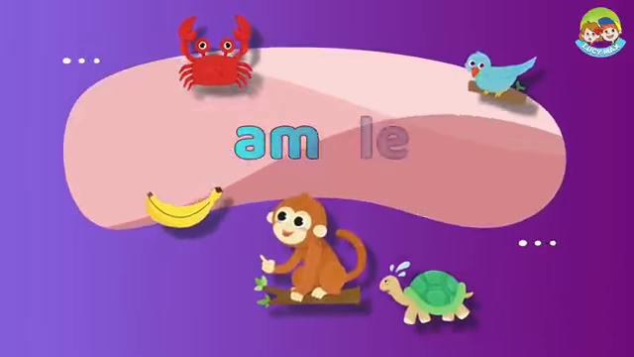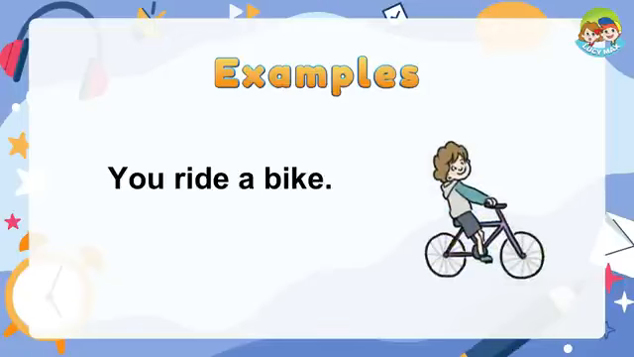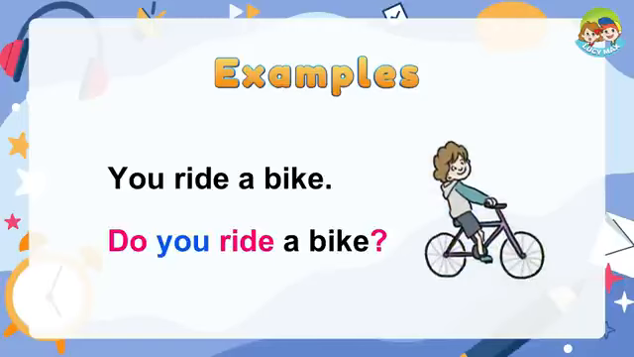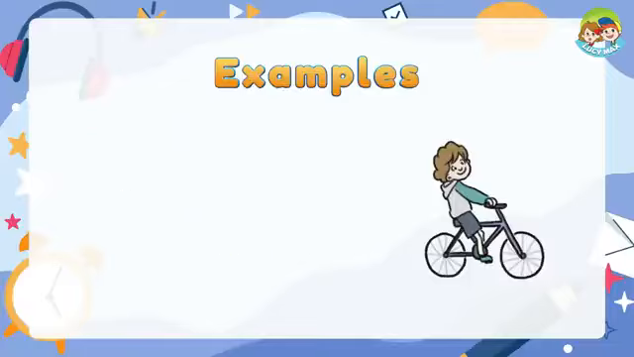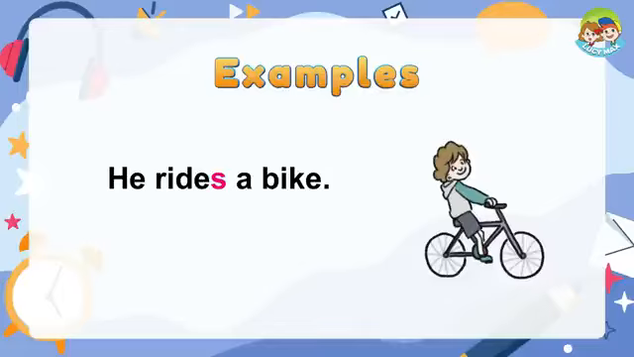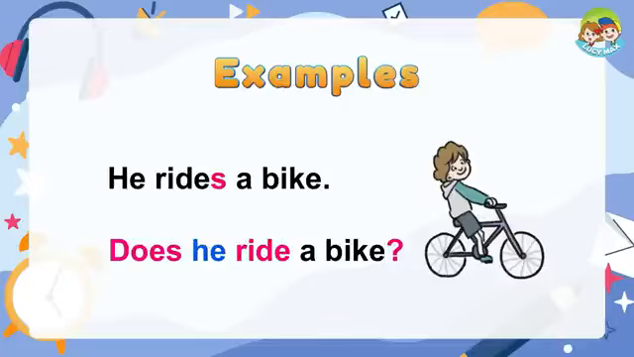Examples. Let's look at some examples. You ride a bike. The question becomes, do you ride a bike? He rides a bike. You change rides to its original form. Does he ride a bike?